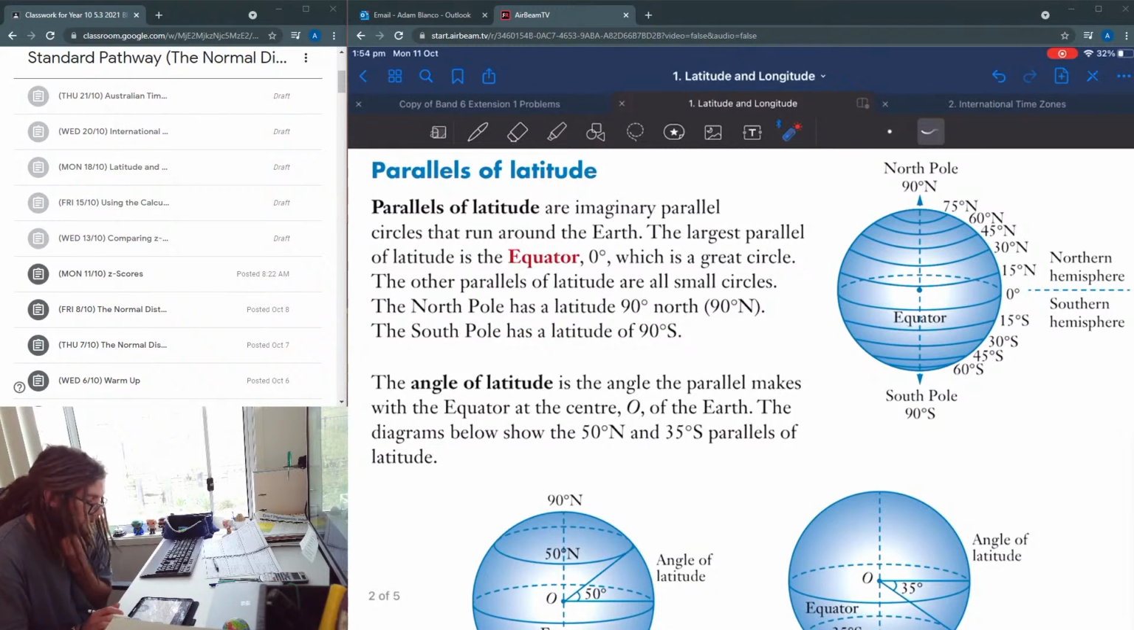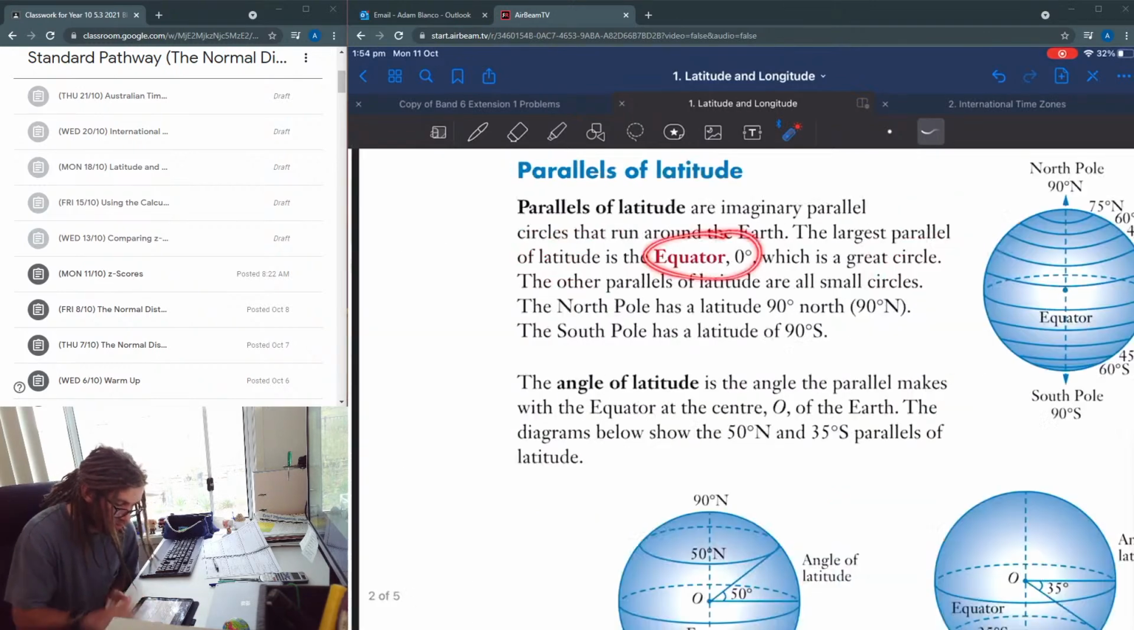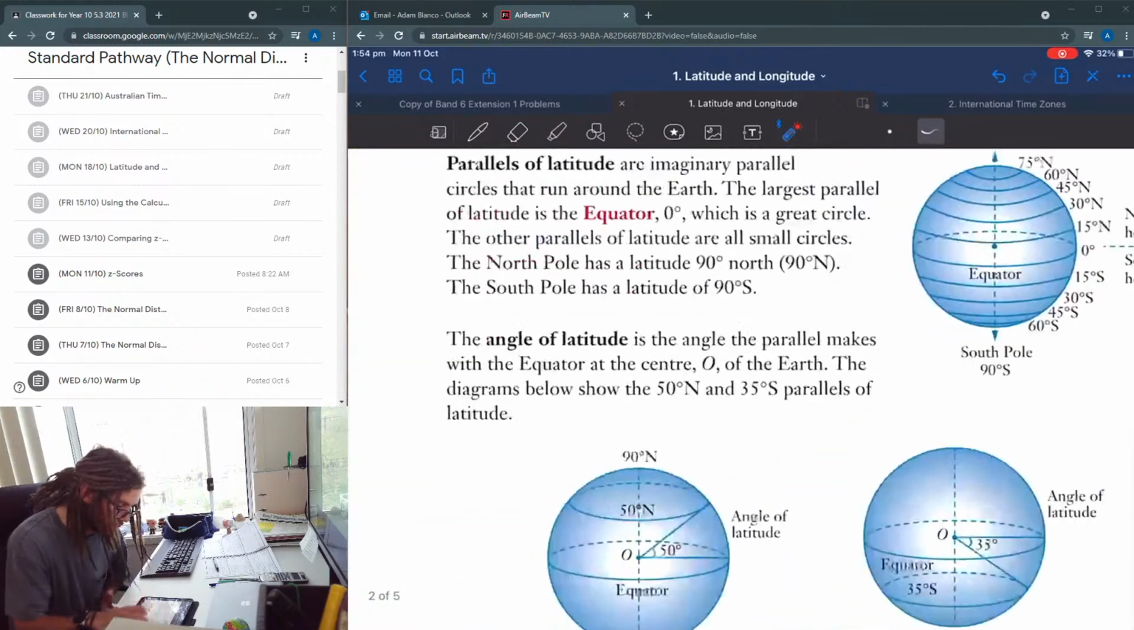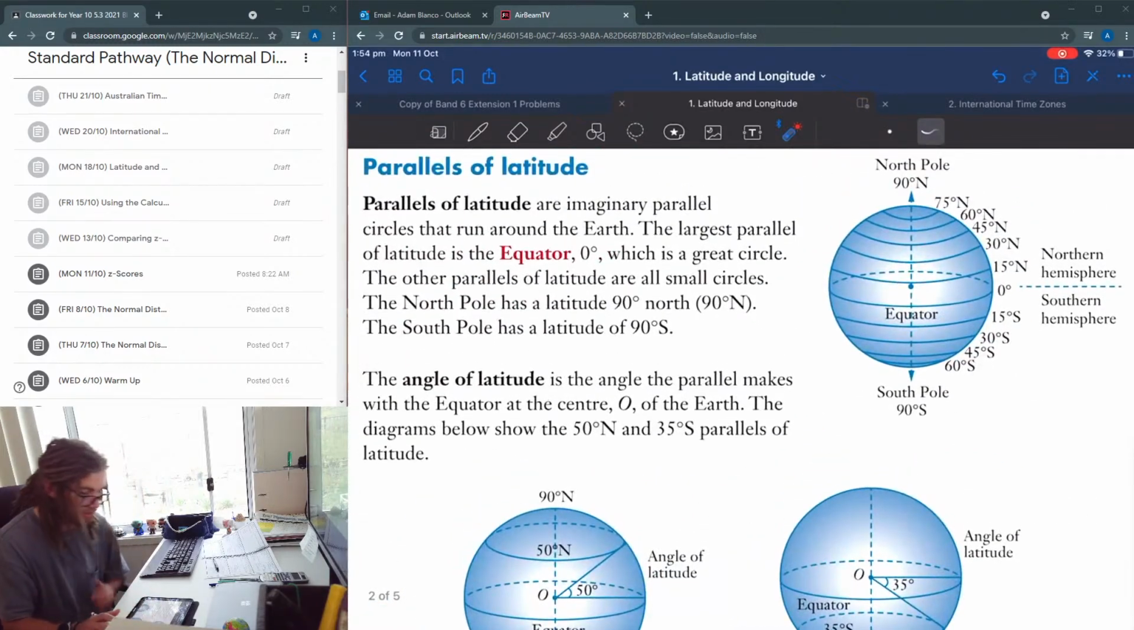The parallels. Think about your latitude and the lines that go across. Everything is parallel to the equator, so you can quite clearly see that each of these lines is parallel to the others. If you're trying to find the latitude of something, or the parallel of latitude, that's just how far up or down it is from the equator.